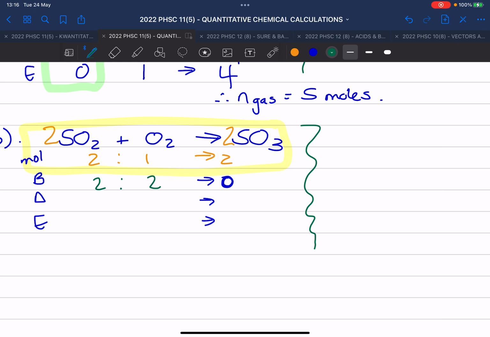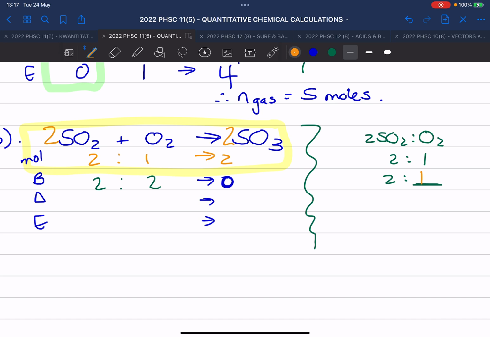Now I think it's easy to see which one is the limiting reagent, but let's just calculate it. So 2 sulfur dioxides versus oxygen. So it's 2 to 1. I do have 2 actually. That's why the mole ratio is 2 to 1. How much do I have? I have 2. So how much will I need of the oxygen? I will need 1.